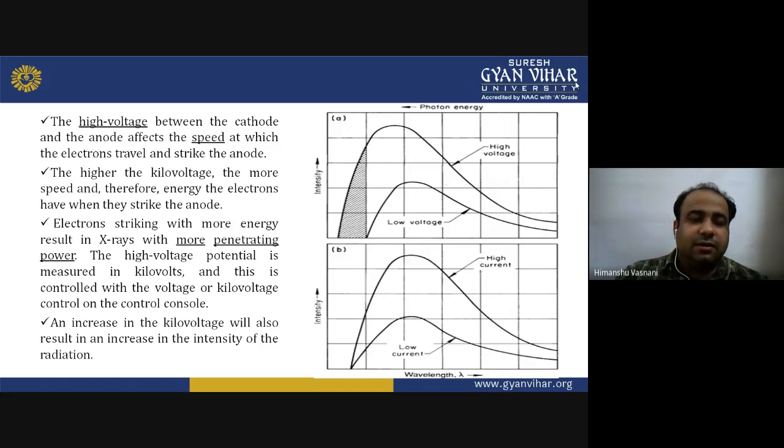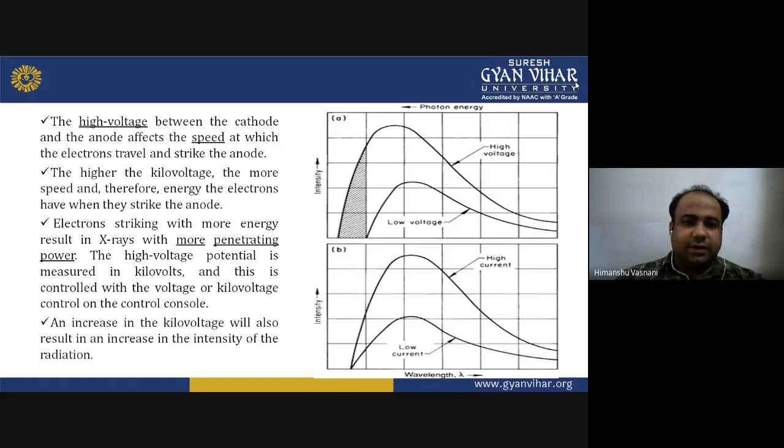I repeat once again, electrons striking with more energy result in X-rays with more penetrating power. The high voltage potential is measured in kilovolts, and this is controlled with the voltage or kilovoltage control on the control console. An increase in the kilovoltage will also result in an increase in the intensity of the radiation.